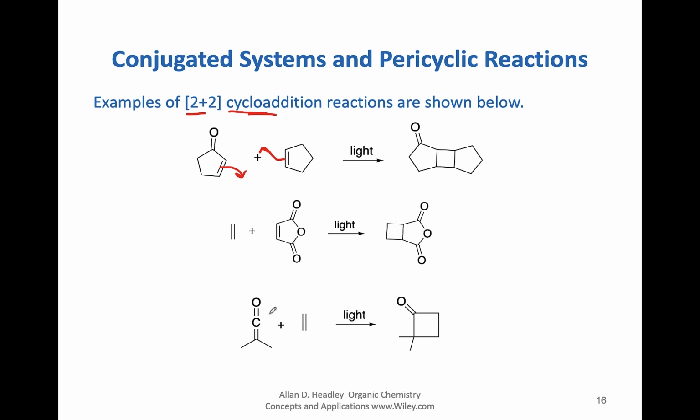And the last example here, here is our double bond right here. Here's a double bond right here. So a bond will form right here, and this is it. And of course, we have the ketone. So it's a cyclobutanone. So as you can see, these reactions are very important in organic chemistry to form cyclic compounds. Key, if it's a 2 plus 2, we'll need light for these 2 plus 2 pericyclic cycloaddition reactions to occur.